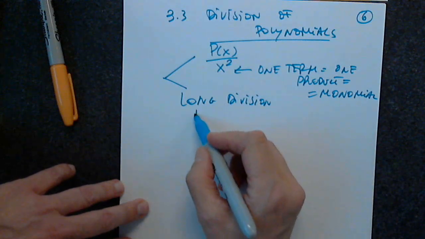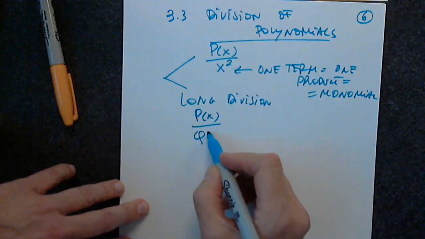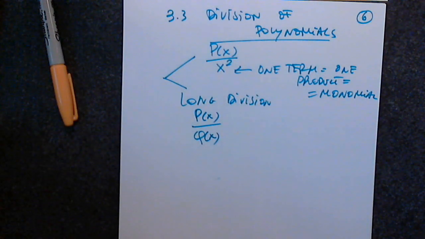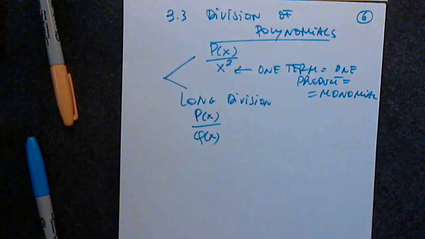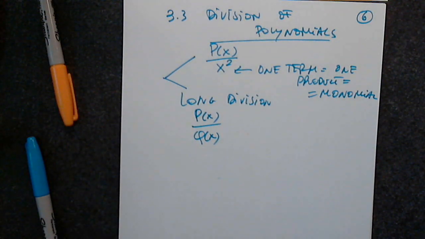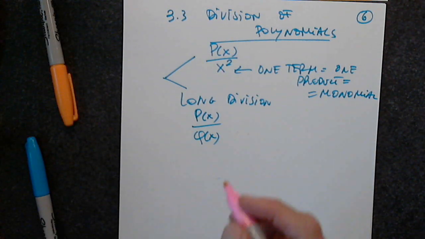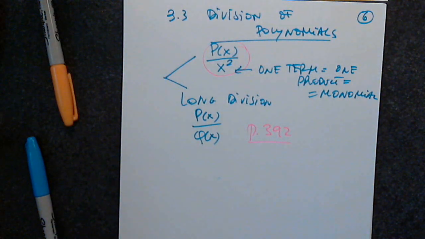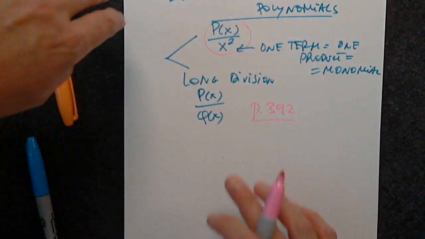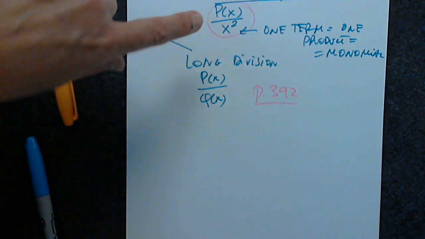Long division, like a polynomial divided by another polynomial. So I don't want to make these up. I'll show you, and you choose. On page 392, there is no example like this, but I want to show one example before you choose the long division. So let's take a look.